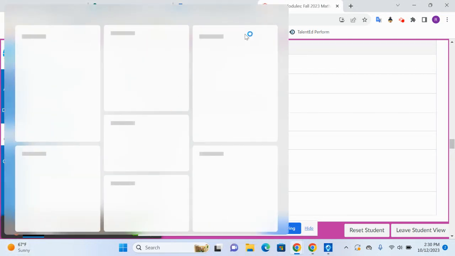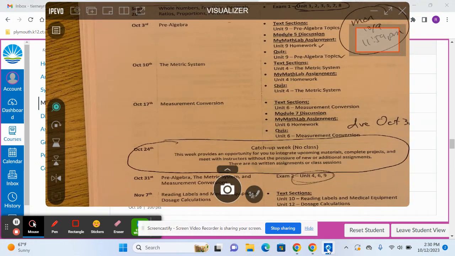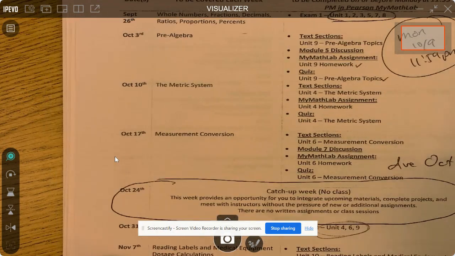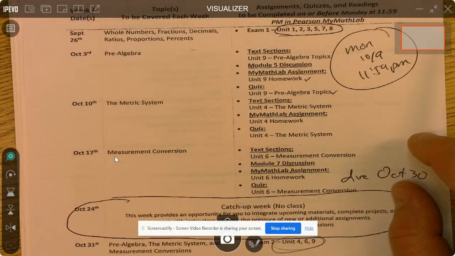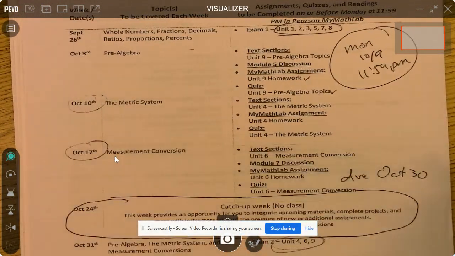So here is the paper copy of the syllabus to look at, and then we'll jump right into the questions that we're going to be doing today. So on the paper copy of the syllabus, we have tonight's work on the metric system, the 10th. We have next week's work on the 17th.